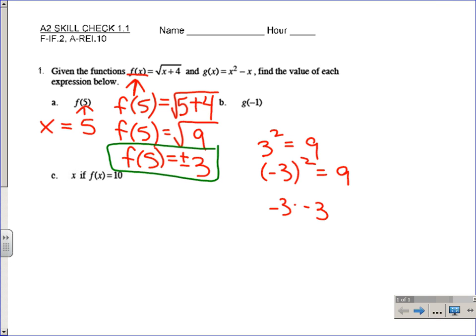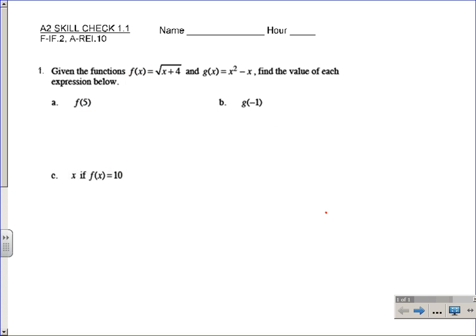All right, let's move on to part B. I'm going to erase this. All right, B. This one was a little more challenging. Same concept. You have g of negative 1. If you look at this notation, g of x, and if you look here, g of negative 1, the negative 1 went in the spot of the x. So I'm going to replace all my x's with negative 1's.